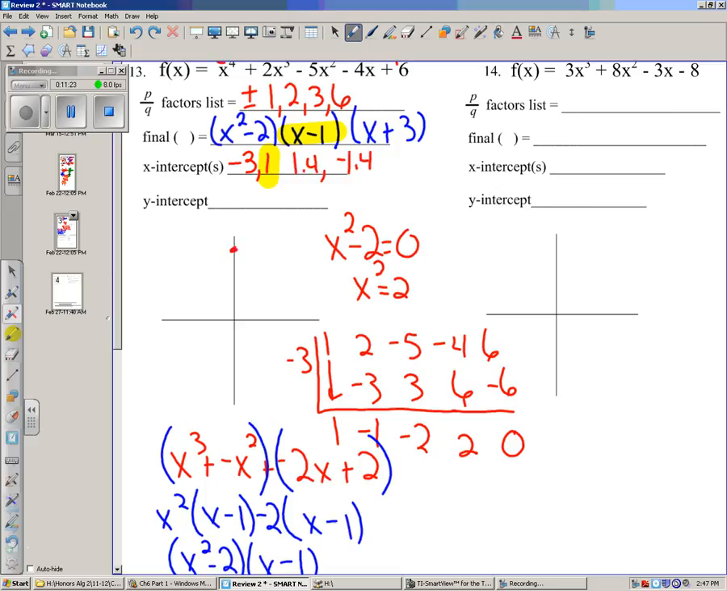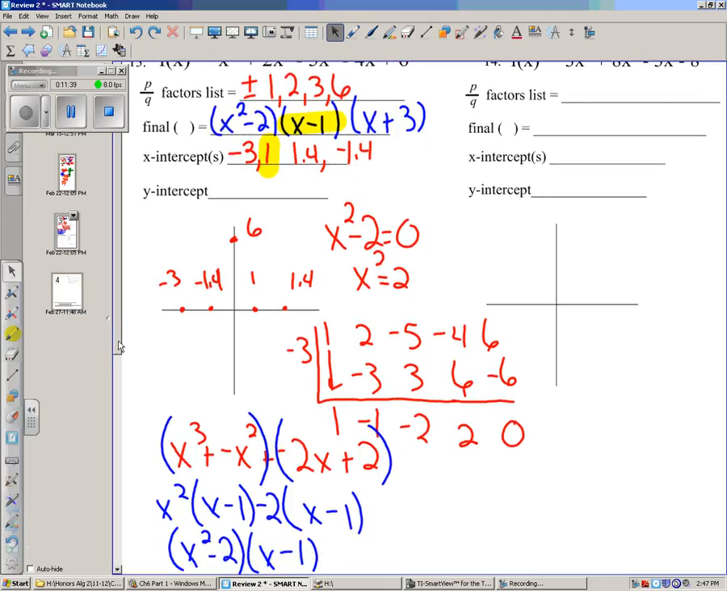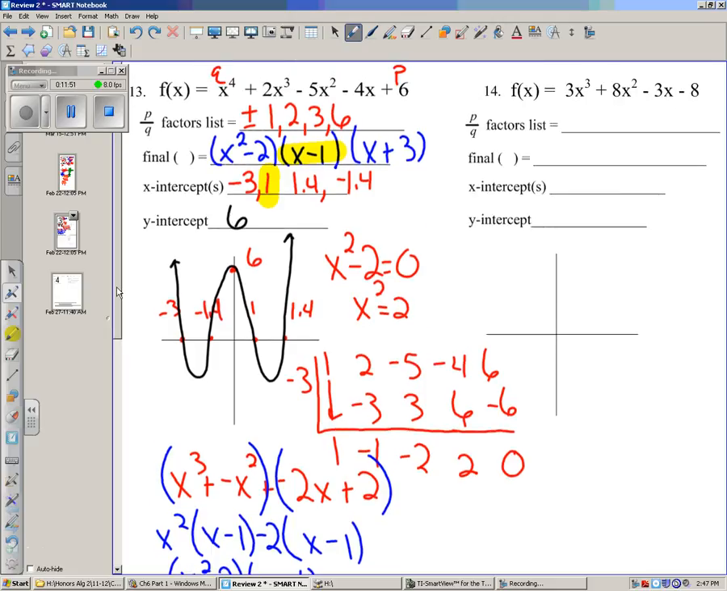And now I'm ready to graph. I got my y-intercept of 6. I've got a negative 3. I've got a 1. I've got 1.4. And I've got negative 1.4. So a lot of points on here. Now that I'm ready to graph, I'm going to go back to the original shape. It's supposed to be a U, and we graphed it. We saw it on the calculator, so we should definitely get this right. And it's going through all the points. No bouncing off. There's my y-intercept filled in.